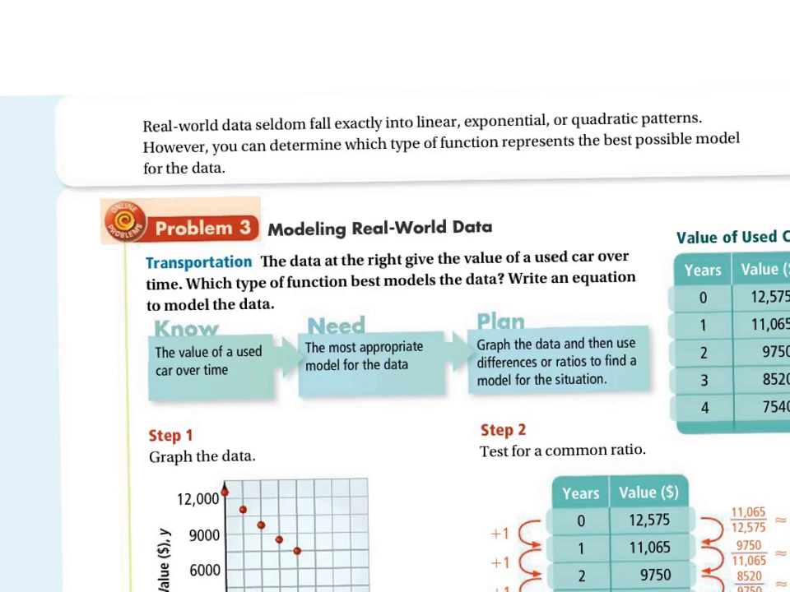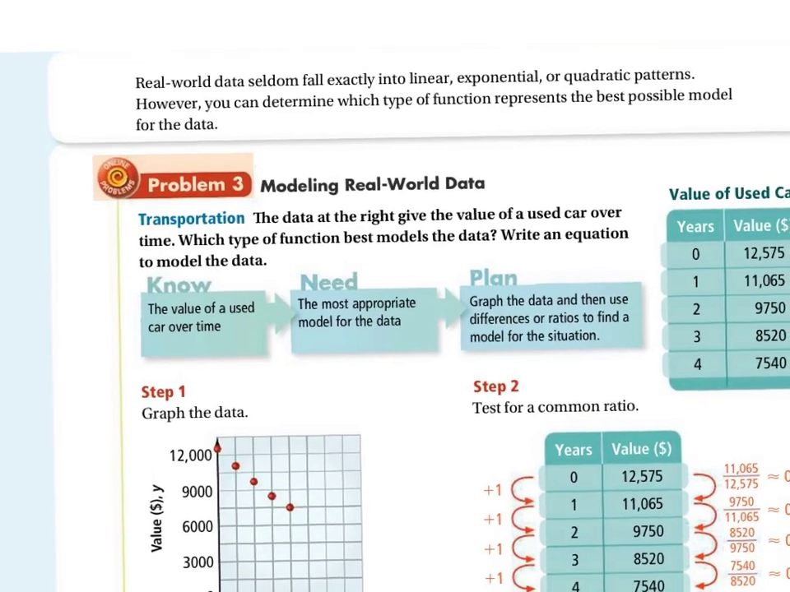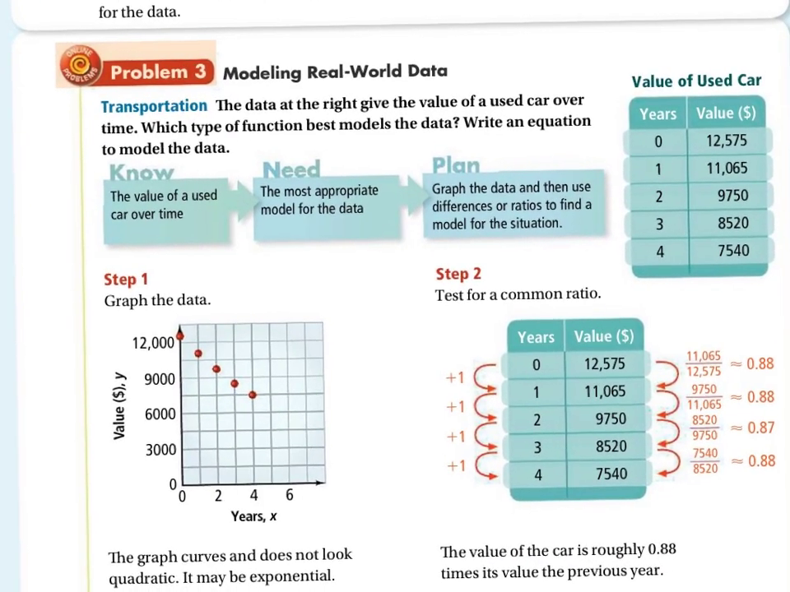In the real world, data very rarely is exactly going to be linear, exponential, or quadratic, but we can look at it and see what it would be the closest to. So if you look at problem 3, they have data for values of a used car over time, and they're asking which function best models the data.